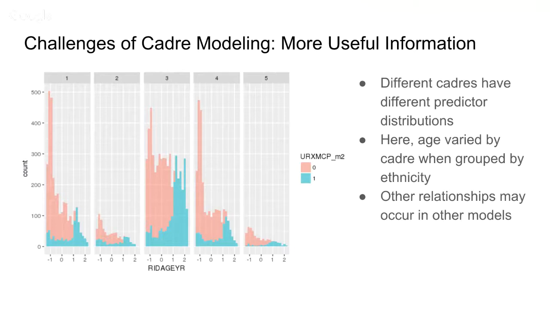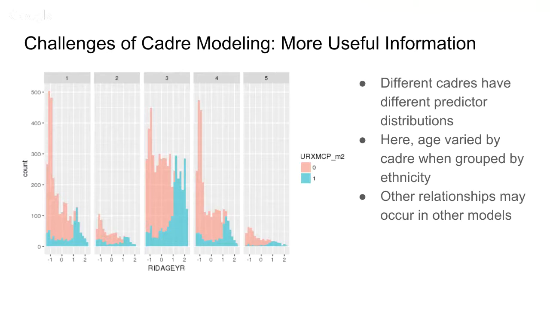And so what this is saying is that the different Cadres have different distributions of ages. So the blue Cadre has more people who are older. Particularly when you group by ethnicity, you notice these differences. In this first ethnicity, Cadre 0 has a lot of very young people, and Cadre 1 has a lot of older people, and then this general trend extends throughout.